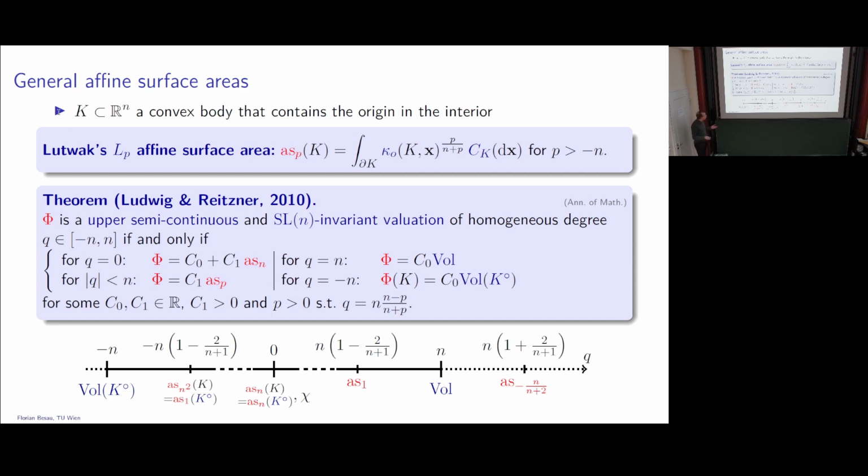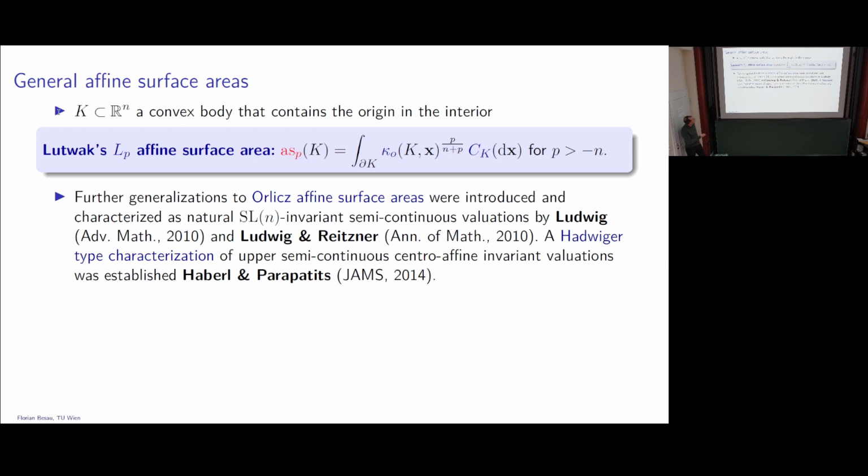further extended. So these LP affine surface areas can be further extended into general affine surface areas, and the natural family that appears here are so-called Orlicz affine surface areas, and at least in the upper semi-continuous case, they have been characterized in a way similar to Hadwiger's theorem for valuations: continuous valuations, rigid motion invariant continuous valuations.